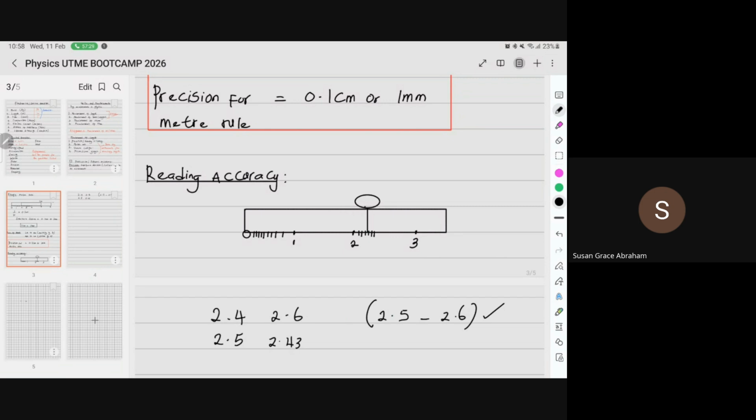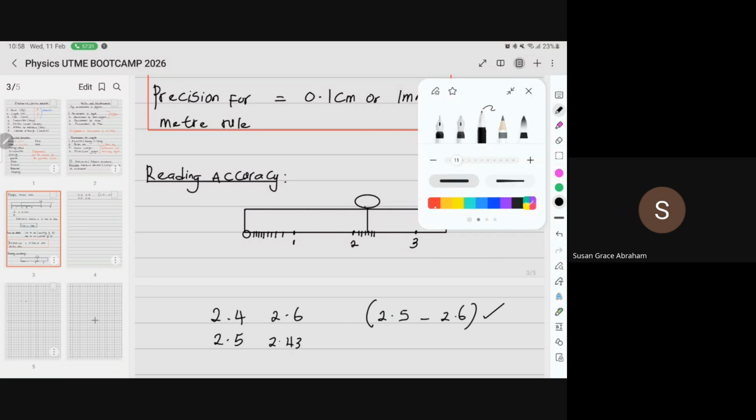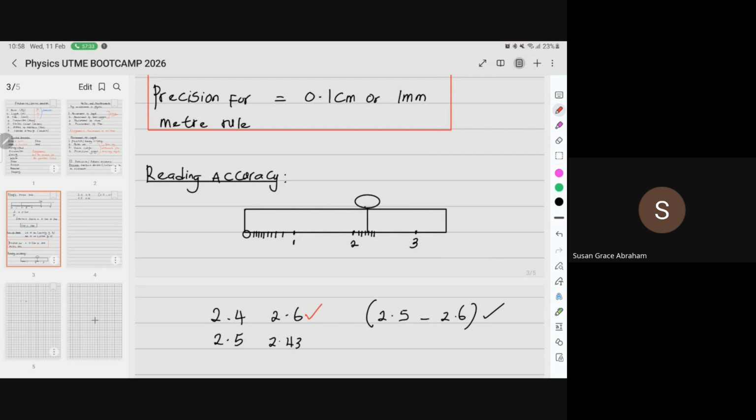So which means that the only person that is correct here, I can't remember the names I gave. This person is correct. This person is correct. But I remember I said that this one is for Susan, so Susan is wrong. And this one was for Justice, and Justice is wrong. Because they didn't fall within a particular value, that is what your reading accuracy is all about.